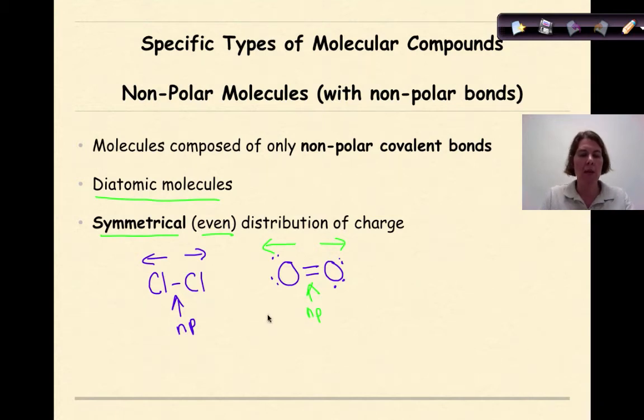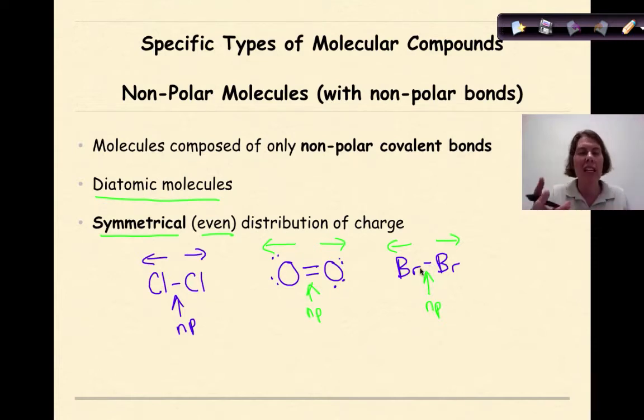And then the final example could be something like diatomic bromine. Remember, bromine as a diatomic is a liquid at room temperature. Again, we have one shared pair, two of the same element, therefore the bond is nonpolar, and each of these bromine atoms is pulling evenly on that shared pair in the middle, so the molecule as a whole is also nonpolar.